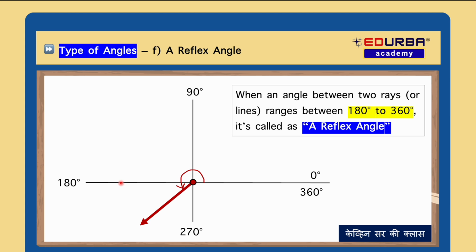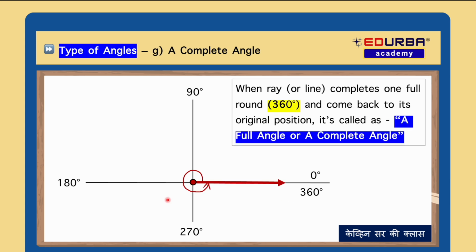The sixth type is a reflex angle. When the angle is more than 180 degrees but lesser than 360 degrees, it is called a reflex angle. When this ray completes one full rotation, it is going to reach 360 degrees. But when the angle is between 180 degrees and 360 degrees, it is called a reflex angle.